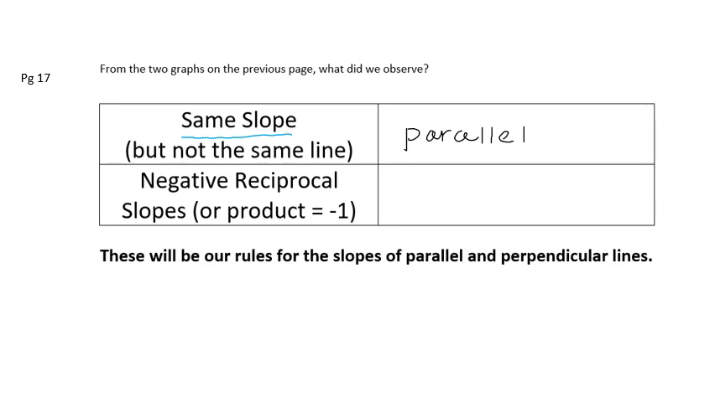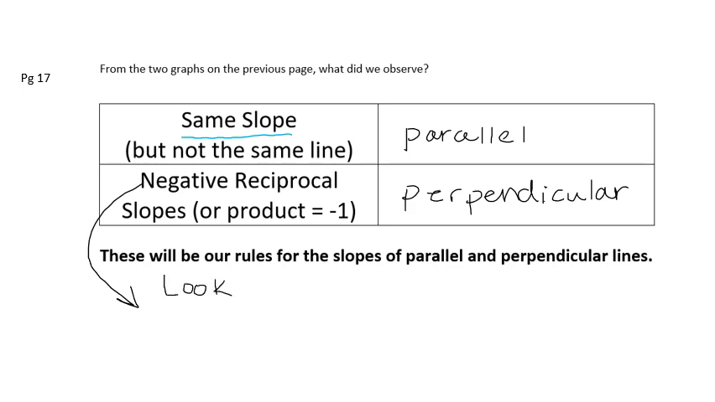Now, these words might be new to you, and I'm going to talk about them in just a moment. When the lines are negative reciprocals, that is when they are perpendicular. And you can fill these in at the top of page 17. Now, what you might want to add is that negative reciprocal looks like this, like in our previous example.